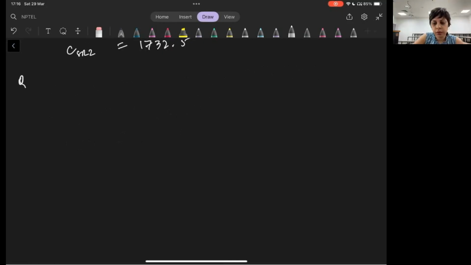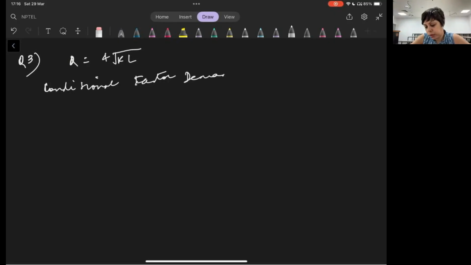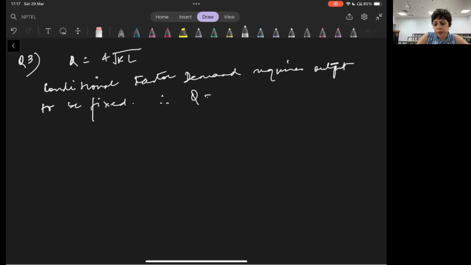So let me write down the question first. This is question number 3, I think, right? Yeah, question number 3. The production function is given as 4 under root K into L, and capital is rented at rate R, wages are W. Conditional factor demand requires output to be fixed. Therefore, let's take Q equal to Q naught for the sake of simplicity.